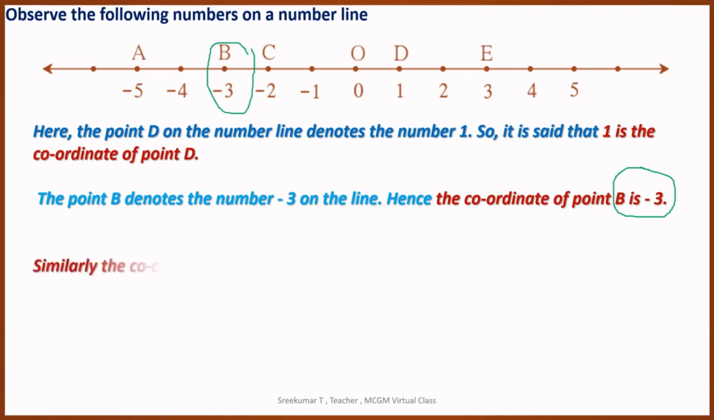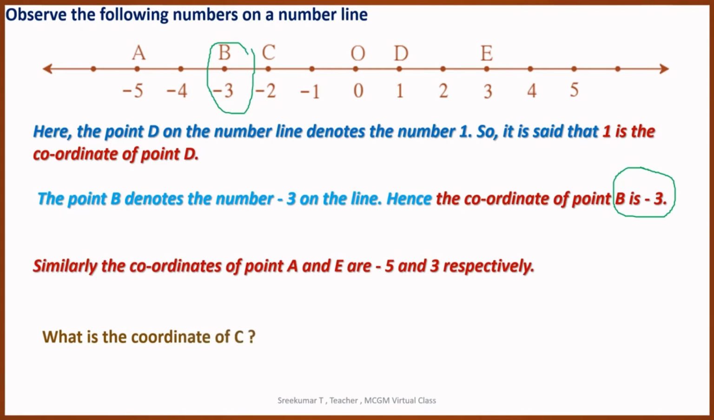Similarly, coordinates of points A and E are -5 and 3 respectively. So the coordinates of points A and E are respectively represented by -5 and 3. So we are using alphabets in order to denote a number on the number line. If you are asked what is the coordinate of C, you will write it is -2. Right?